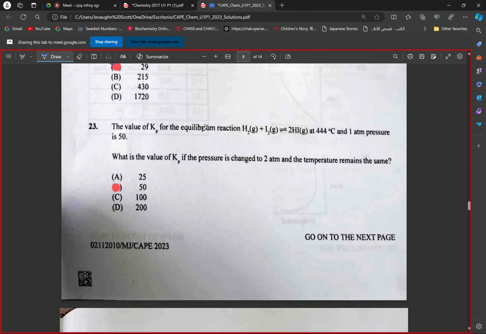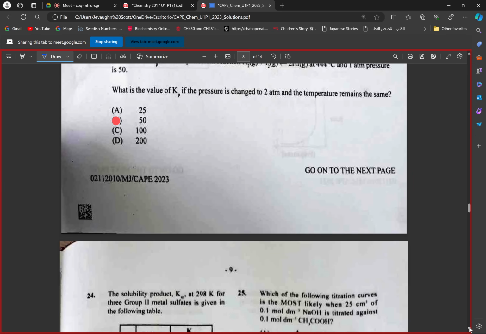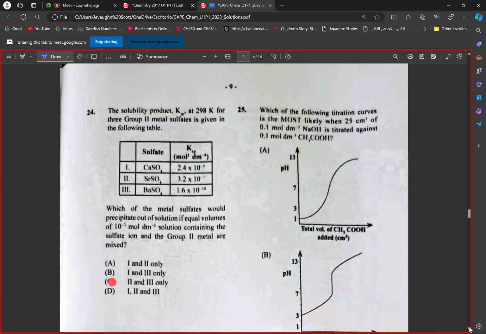The value of Kp in the equilibrium here is set as that. What is the value of the Kp if the pressure is changed to 2 atmospheres and the temperature remains the same? Only temperature affects the Kp, so the pressure change will not affect it. Therefore it will remain 50.